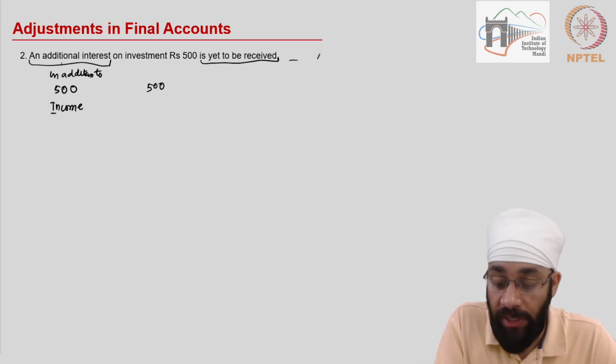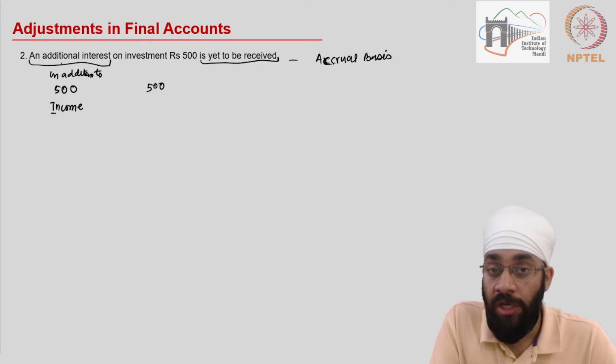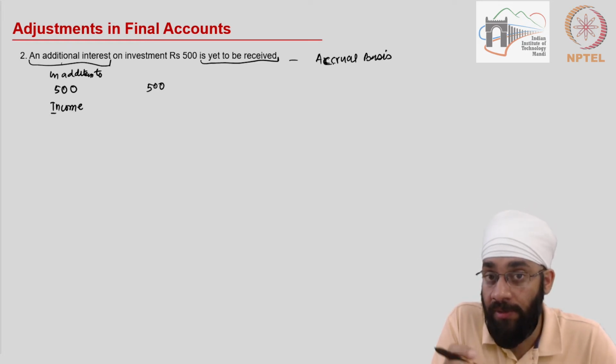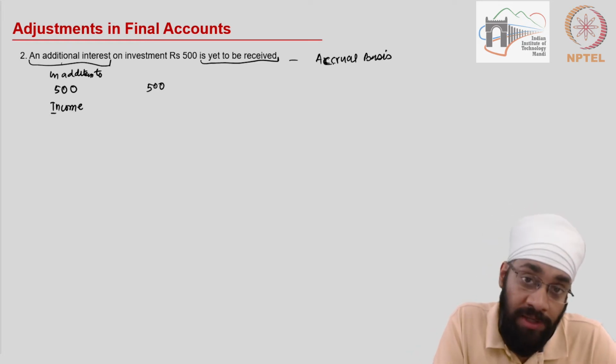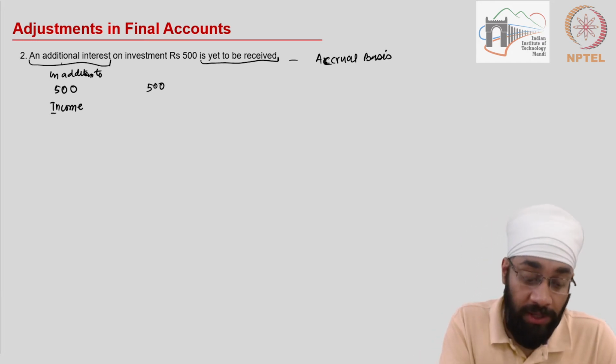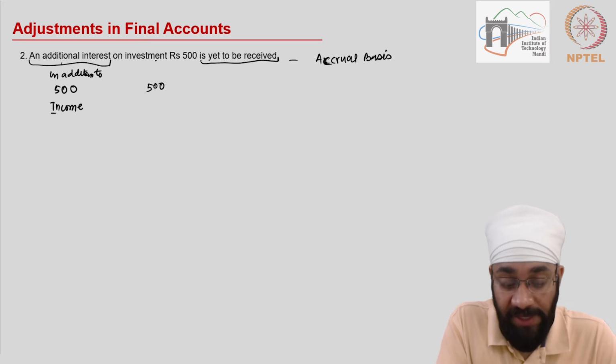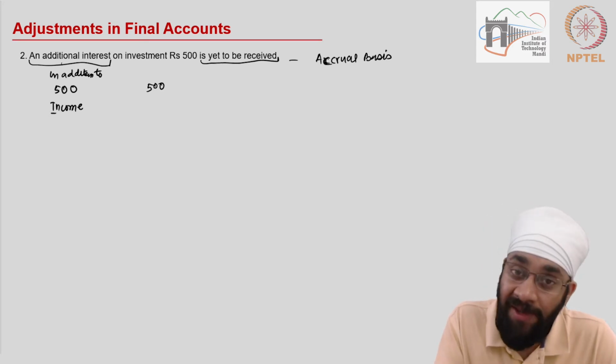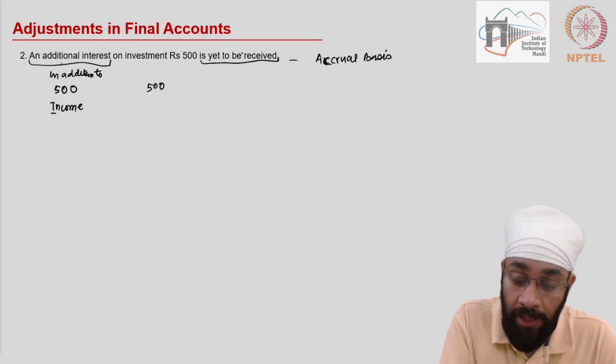However, accounting is done on accrual basis. So accrual basis means whether or not you have received cash, if you have earned the income, you have to show it in the given financial year. So have you earned the income? Well, clearly it is. The transaction mentions that it is yet to be received, and if it is to be received, it must have been earned.